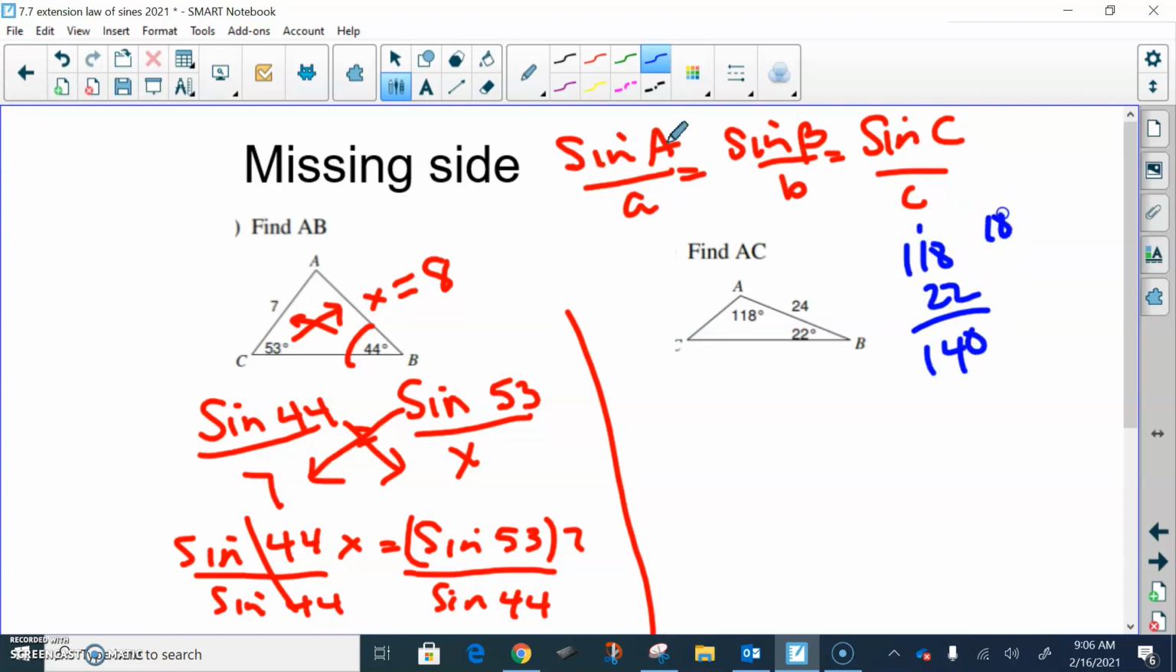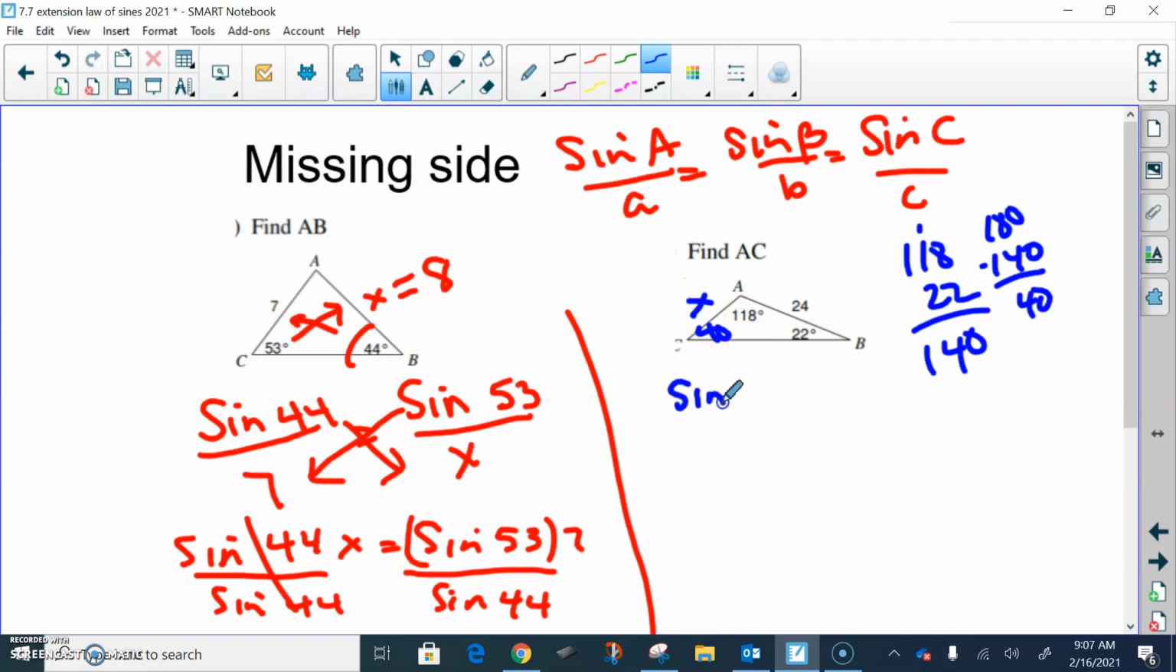So we take 180 minus 140. It looks like our missing angle is 40. Now we're ready. So we have to have an angle, a side across from it, and one other piece of information. This time we're looking for side AC. So I'm going to go ahead and call that our x.